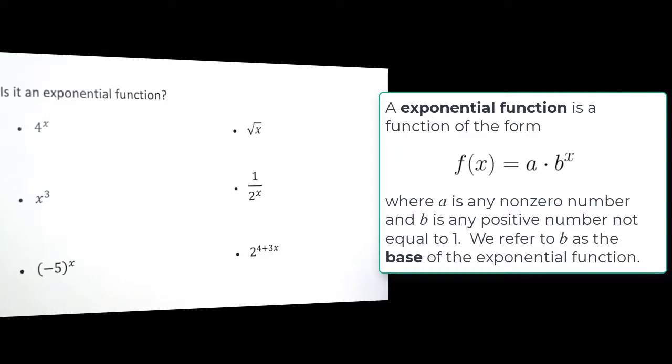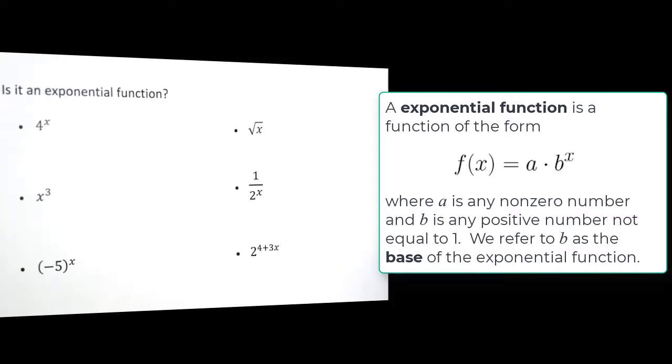So we don't want that to be an exponential function. Why can't b be equal to 1? Well, if b was equal to 1, you know that 1 to any power is also equal to 1. And if we multiply 1 by a, we just get a. So now we just have a constant. And we don't want a constant to be called an exponential function. So that's why b can't be 1. And we don't want b to be negative or 0 because it creates some weird things.